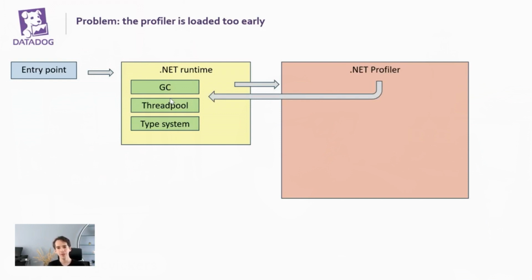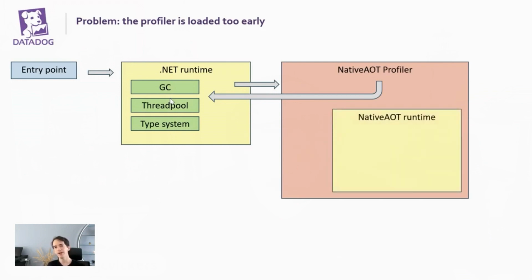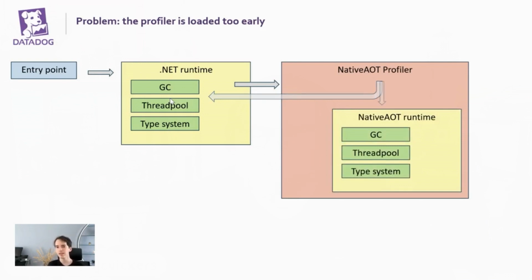On the other hand, if your .NET profiler is written with Native AOT, then as I explained, Native AOT applications are standalone. And by that, I mean that they come with their own runtime, so their own GC, thread pool, type system, and so on. And so the profiler is going to use its own runtime instead of relying on the one that is still initializing. So that's a problem that we don't have anymore with Native AOT.